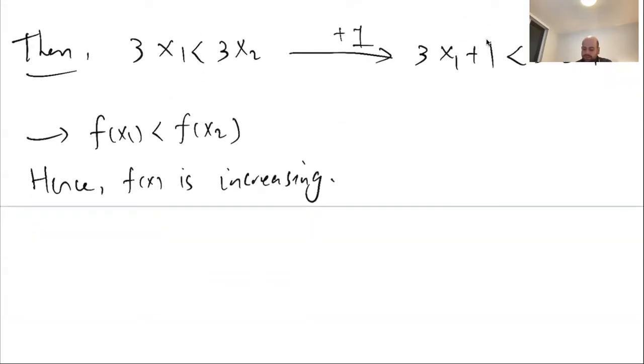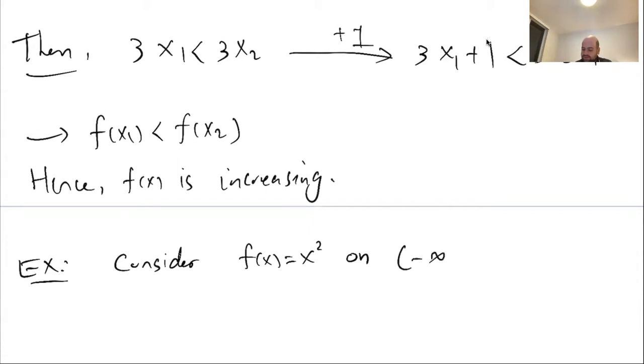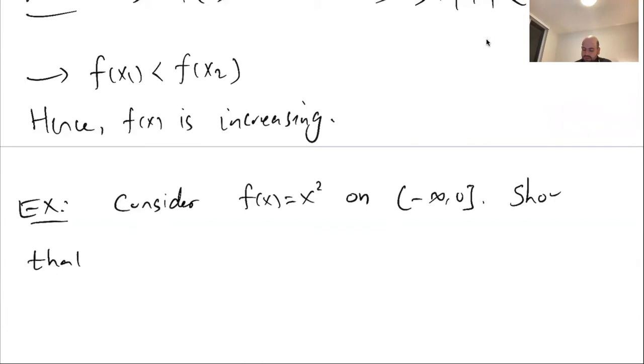Okay, next example. Consider f of x equals x squared on the domain minus infinity to 0. Show that f of x is decreasing.